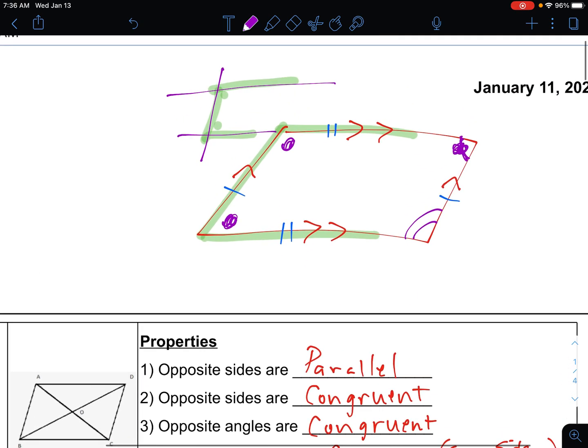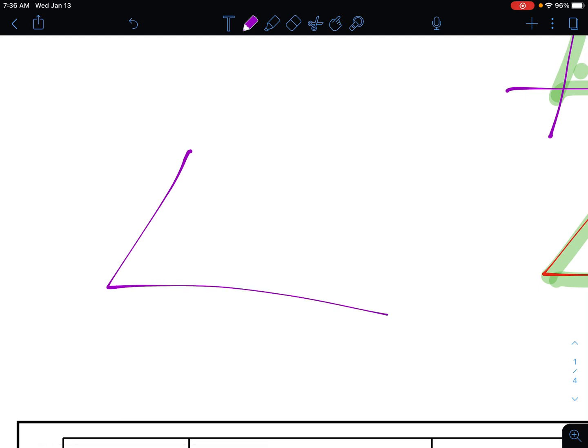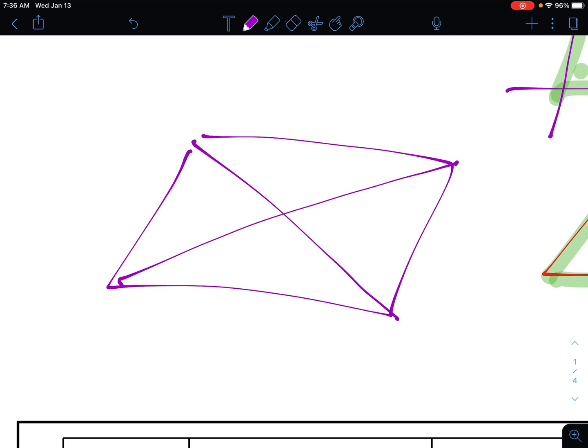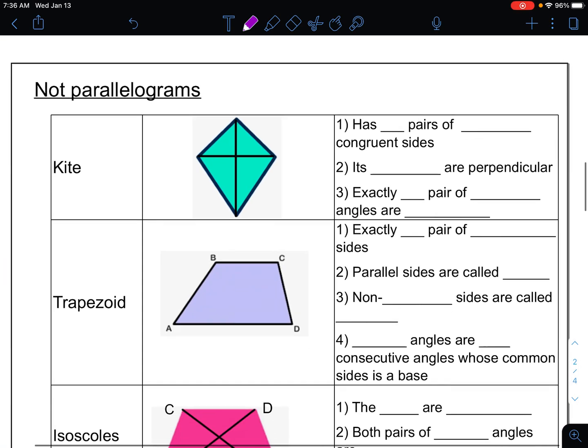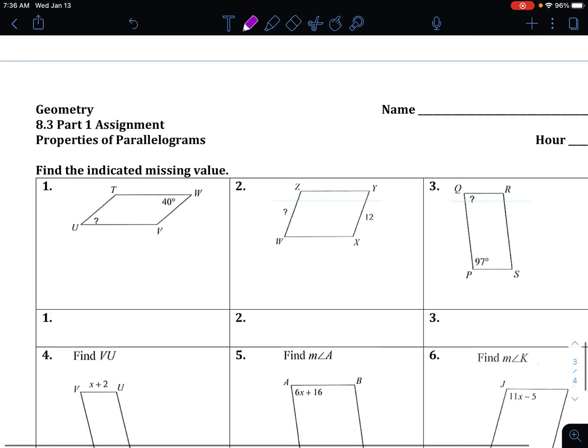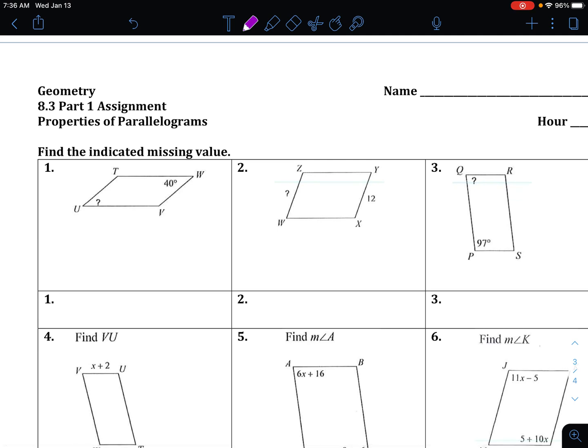And then last but not least, the diagonals. When you draw the diagonals in, the diagonals cut each other in half. So this one is congruent to this part, and this part is congruent to that part. So the diagonals bisect each other. So what I did is I downloaded the notes and the worksheet together, and we're just going to practice a couple of these properties, and then you can finish the rest, right?